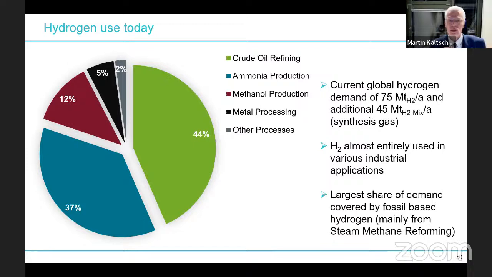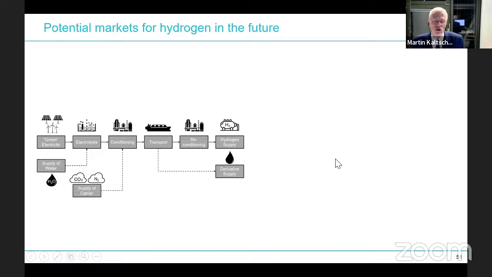So that means most of the hydrogen used today, if we remove the crude oil refinery, because this is what we most likely will not see in 20 or 30 years, at least to this extent, is needed for ammonia production and for methanol production. So this is what we see today, and this hydrogen basically comes mainly from fossil fuels, and here mainly from natural gas, as well as from coal and from petroleum coke. So this is the provision chain that we have seen.